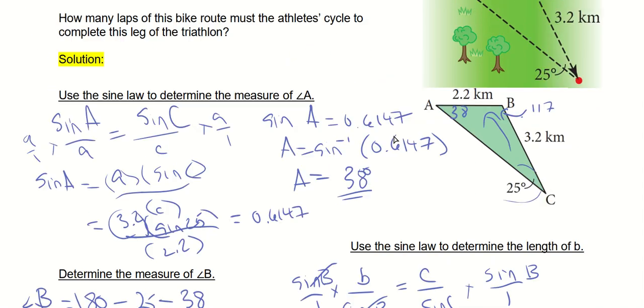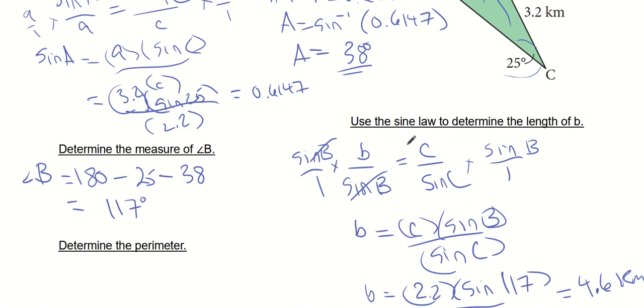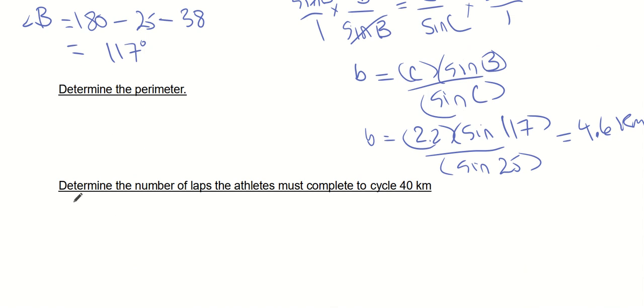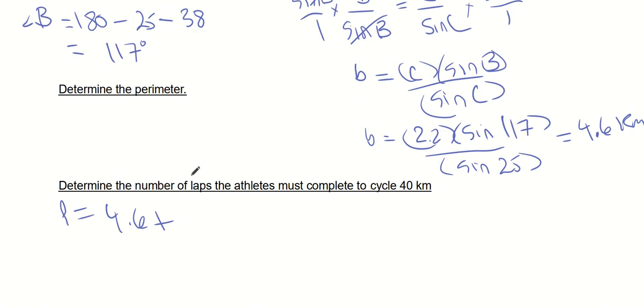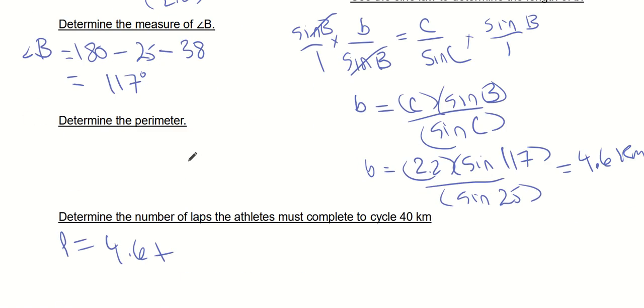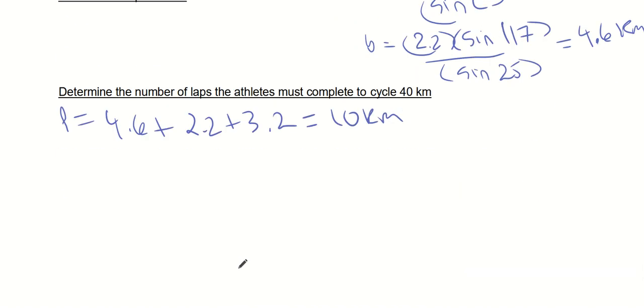So the length going around here, let's add them all up. What's the total length? I'm going to say L for length. So 4.6 plus, what are the other two sides? 4.6, 2.2 and 3.2. 2.2 plus 3.2, and that gives us 10 kilometers. So it's about 10 kilometers all the way around.